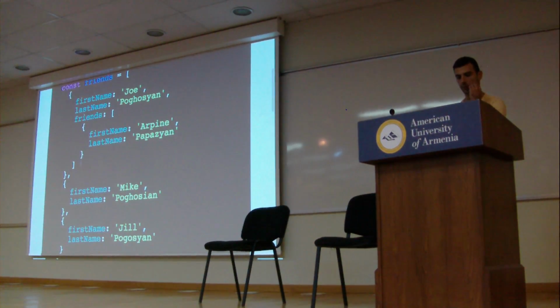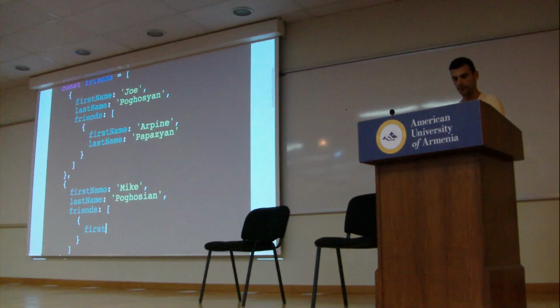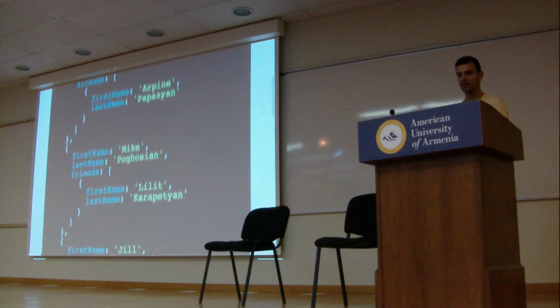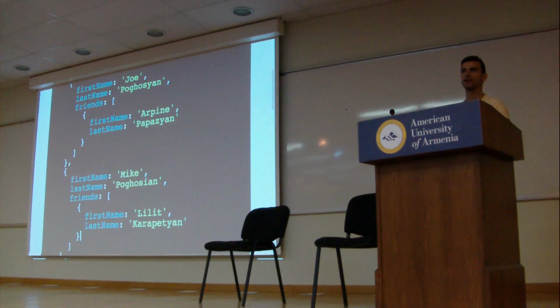Okay. This person only has one friend. So Joe has just one friend. Okay, friends. Mike also has a friend. First name Lilith. Last name Karapetyan. Okay, as you can imagine, this data, this information, can get more and more complicated and larger, right?